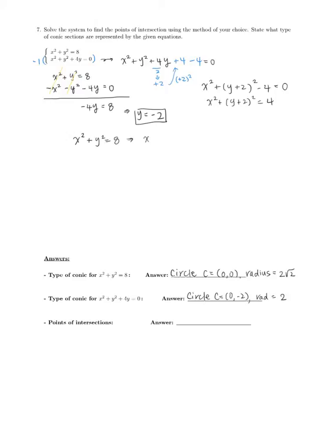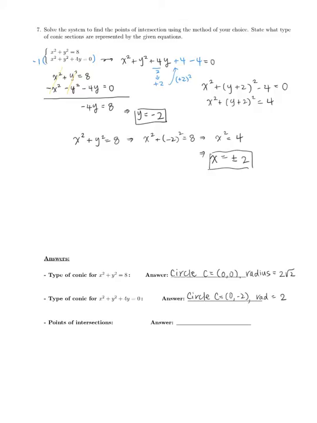So that implies that we're going to have x squared plus negative 2 squared equals 8. So we got x squared plus 4 equals 8. So x squared equals 4. X is going to be plus or minus the square root of 4, which is 2.